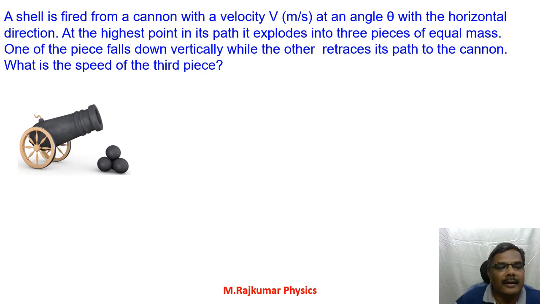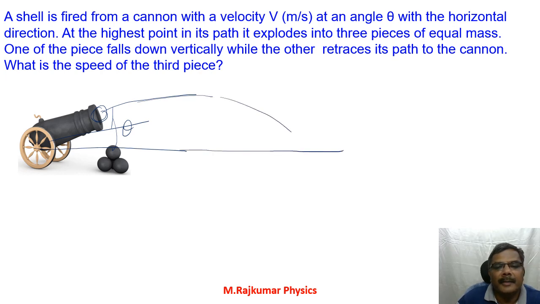So assume this is the cannon here, and it is one shell, fired at an angle theta with respect to the horizontal. It is fired here, and it is assumed that it is reaching this point. This is the maximum height, and at this maximum height the velocity of the shell will be in this direction. The momentum is the mass of the shell m into velocity into cos theta.